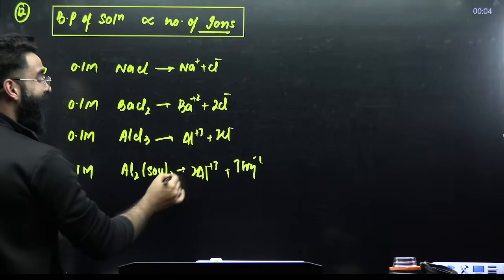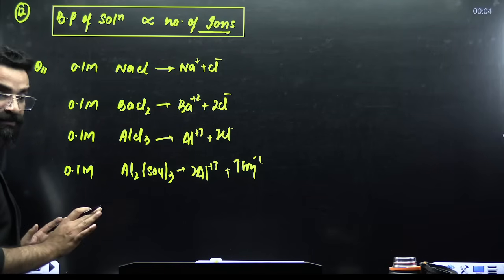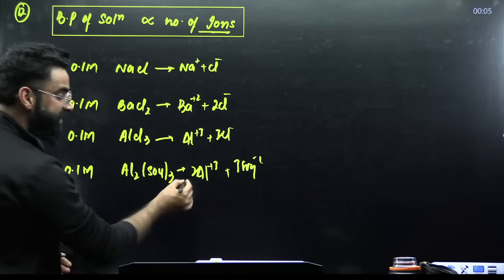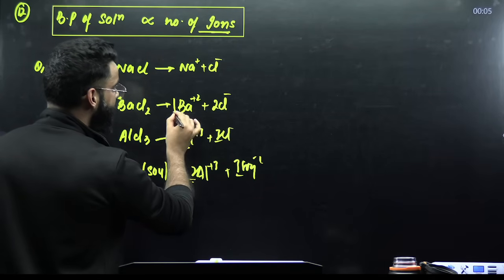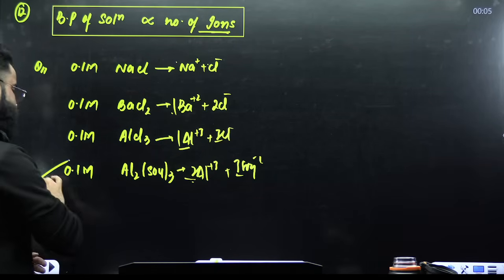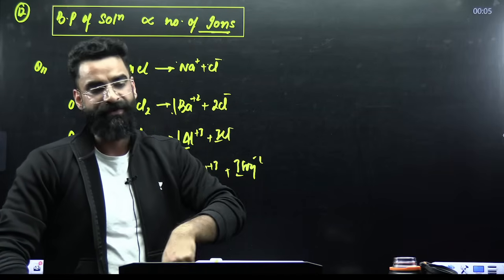So the more the ions generated by the solute, the higher the boiling point of the solution. So where do you think the ions generated are maximum? 3 plus 2, 5. 1 plus 3, 4. 1 plus 2, 3. 1 plus 1, 2. So this is the solution whose boiling point would be maximum. So remember, the boiling point of the solution is directly proportional to the number of ions generated.